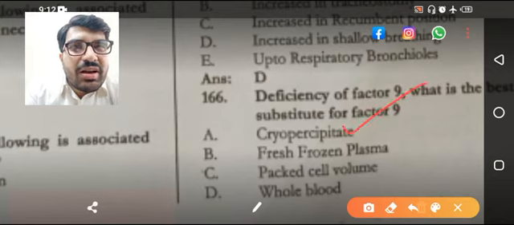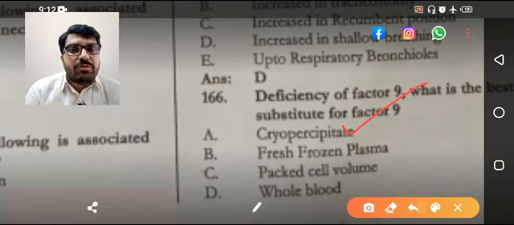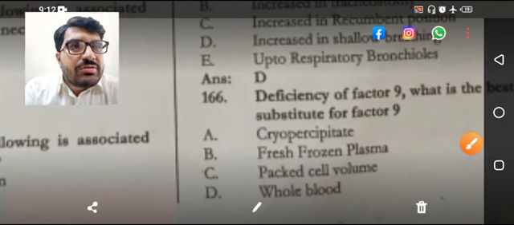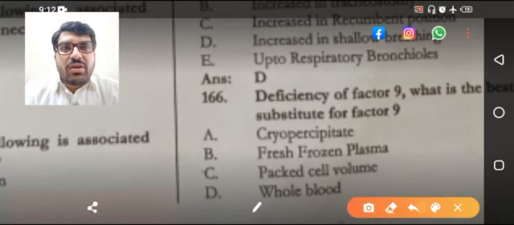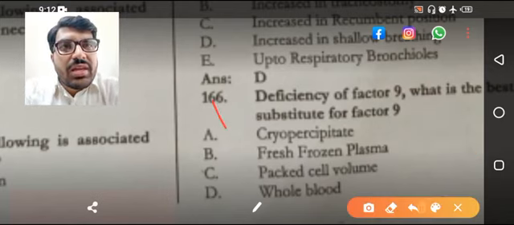Cryoprecipitate is rich in fibrinogen. This is the source of fibrinogen. Now there is another MCQ. Which of the following diagnoses DIC? The answer is FDPs, fibrin degradation products.